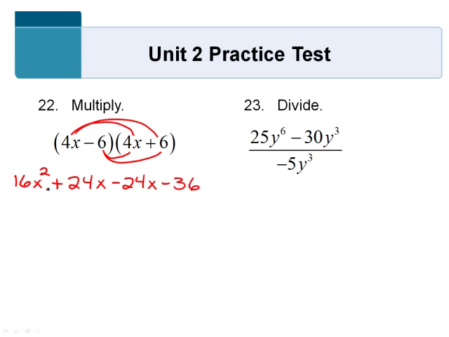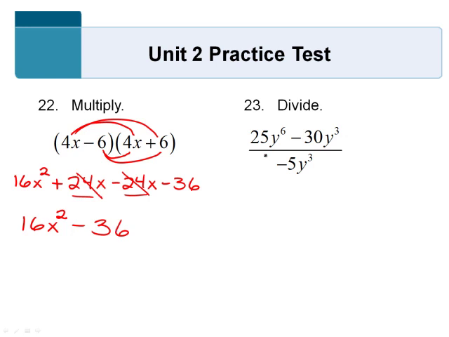So you're going to combine like terms in the middle. You got these two like terms. 16x squared comes down. 24x minus 24x, those completely cancel out. They're gone. So we just bring down minus 36. And that's it. That's one of those special products, but you don't need to worry about it. If you just do FOIL, you're going to get the right answer.